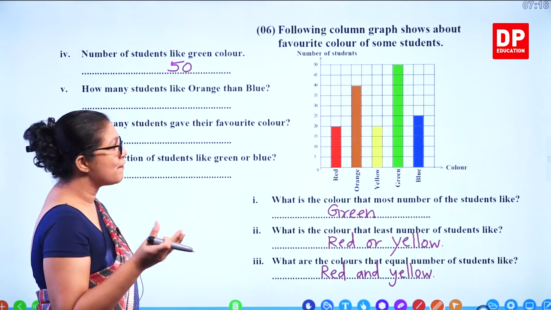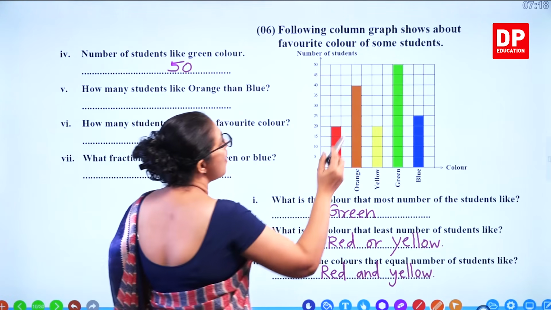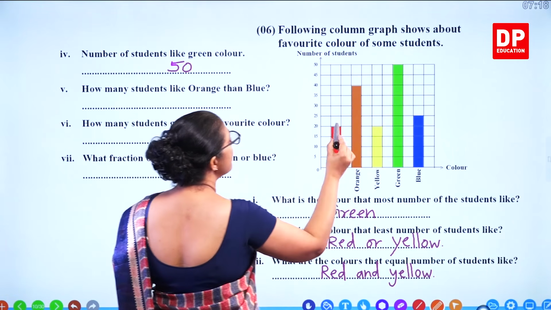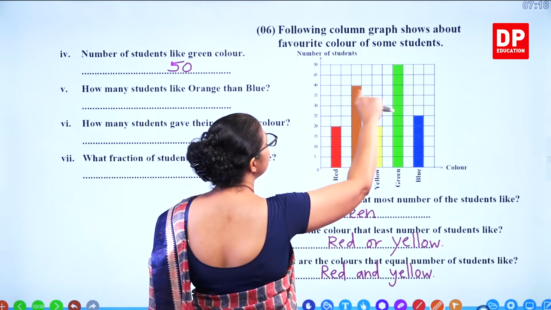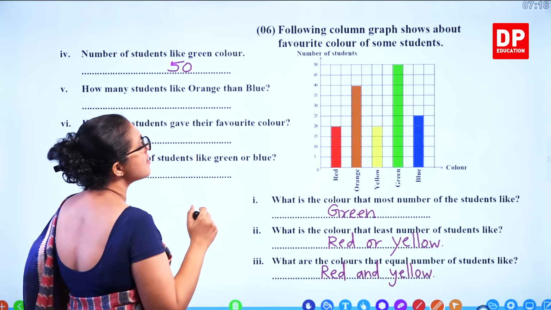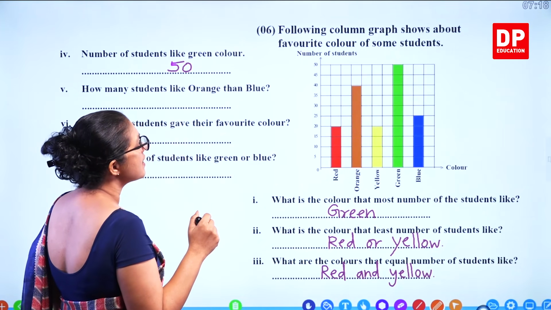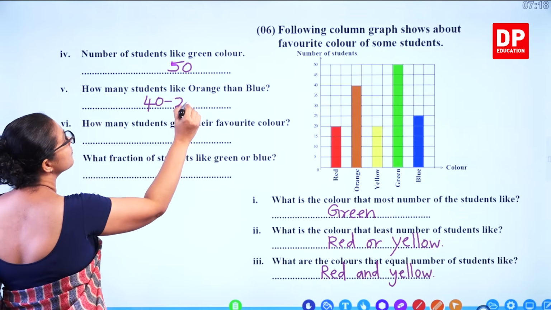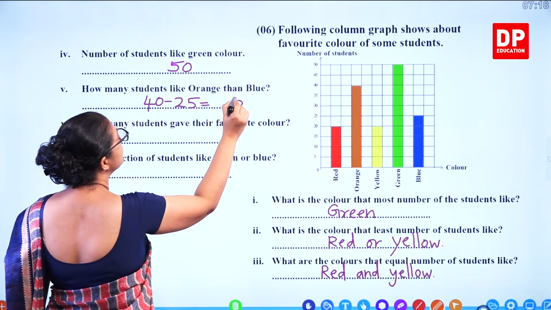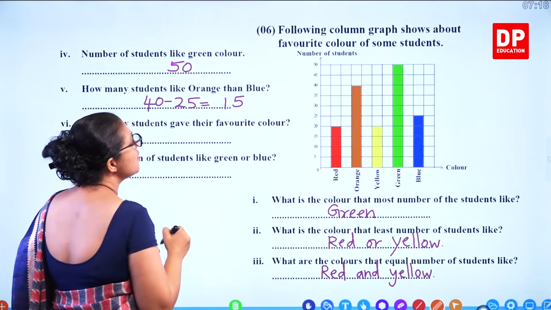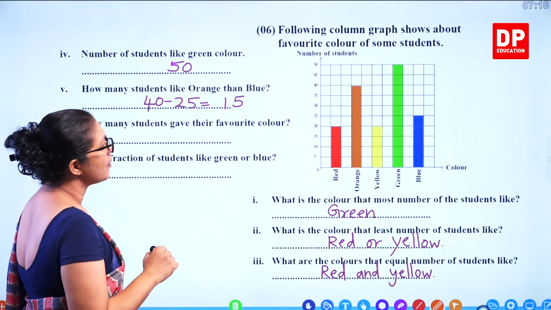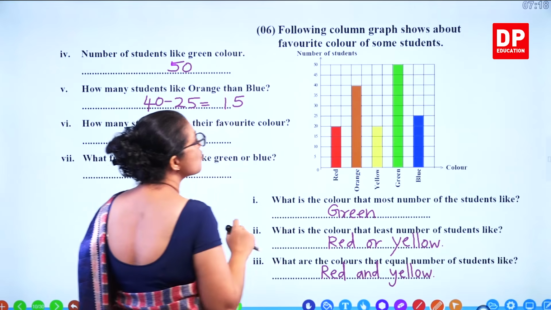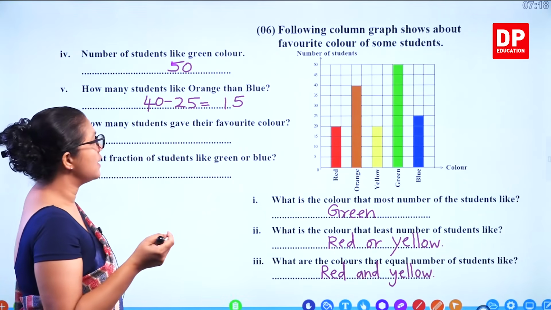So you have to take the difference. Orange 40, blue 25. The difference they are asking, so you can subtract 40 minus 25. So you get 15 students. Here you can see clearly 3 squares, so each square is 5. So 15.